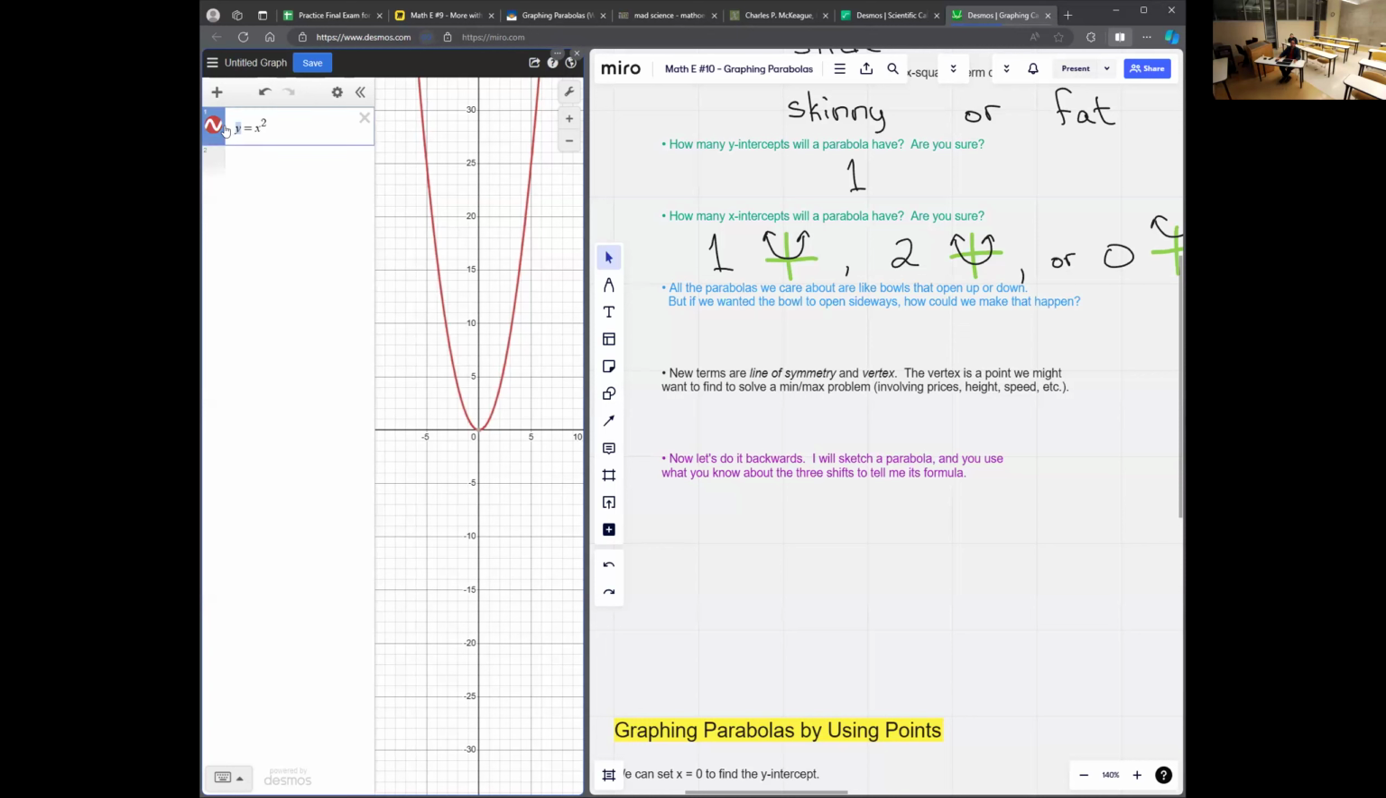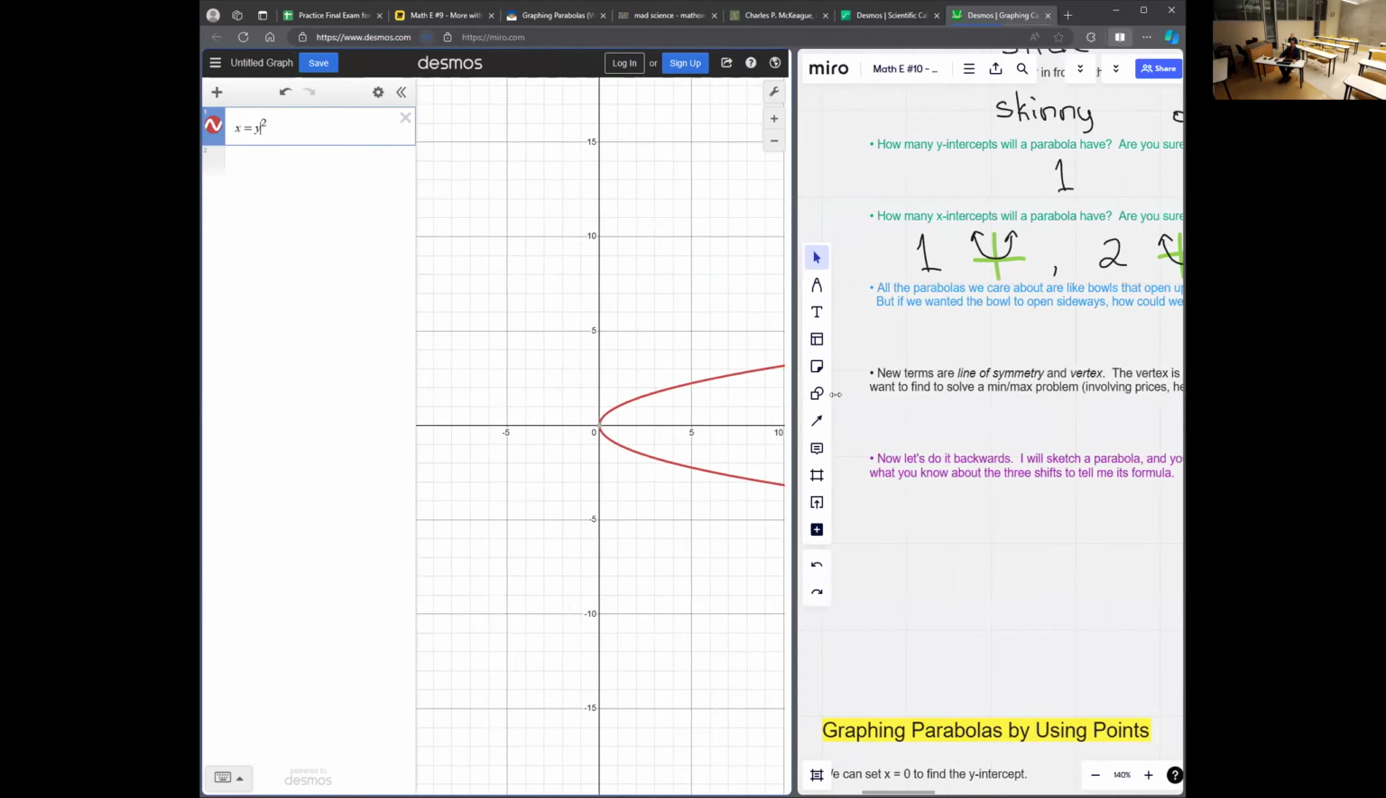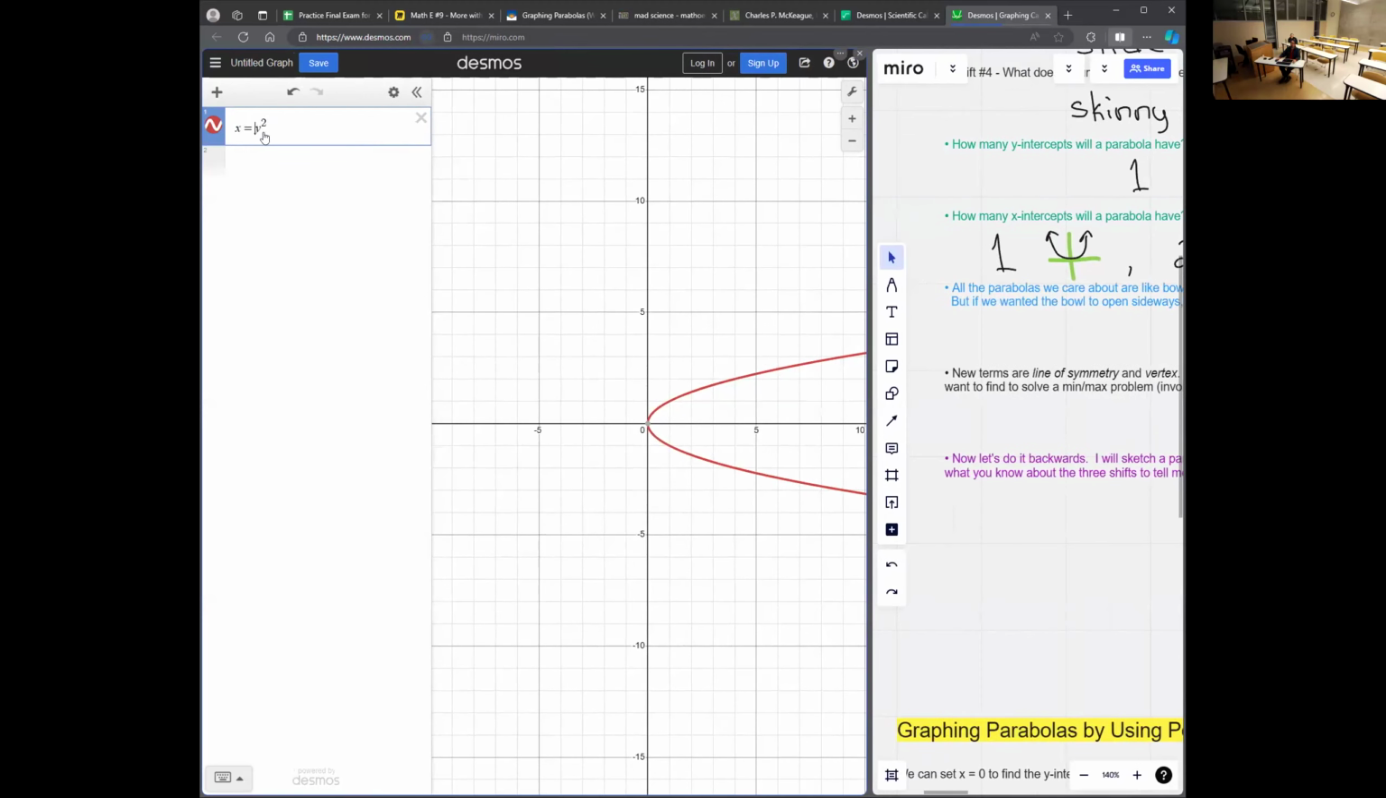If we take the x and the y and switch them, so whatever the x is doing, the y is now doing. Right, now it goes that way. And again, if you put it negative, then it goes the other way. So if you swap the x and the y, now it's a sideways bowl.